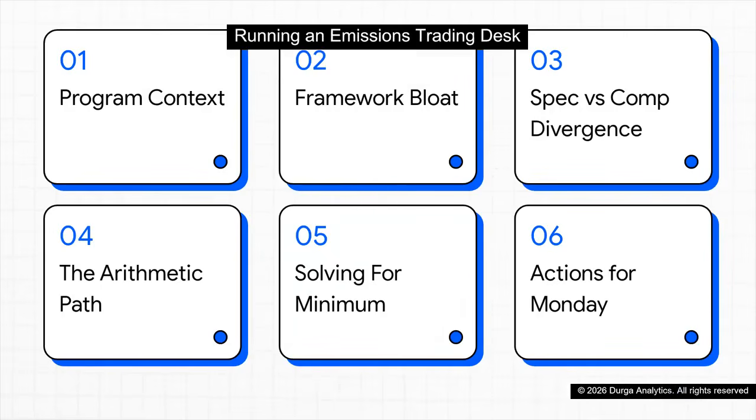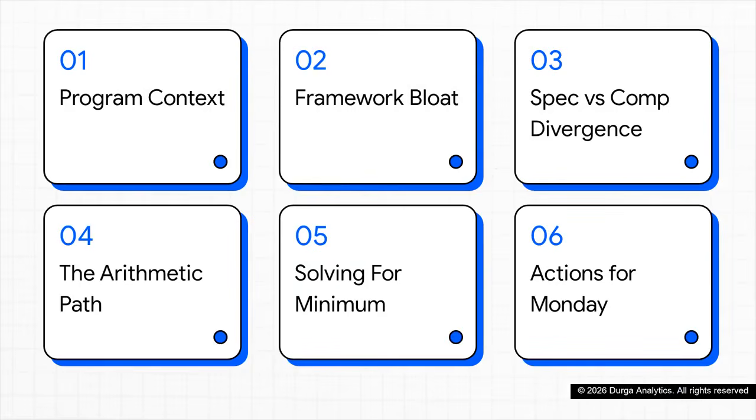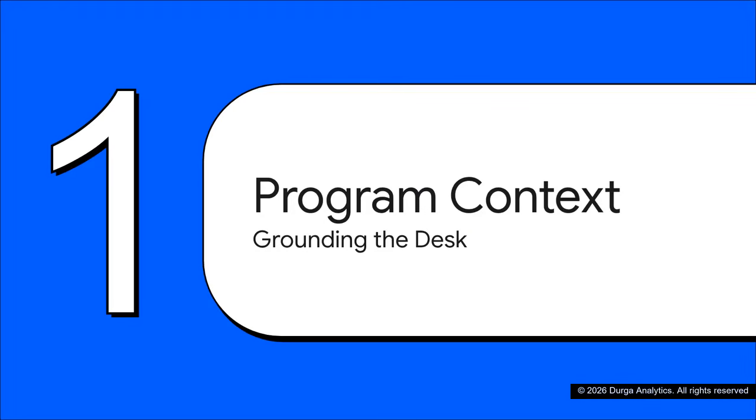We've got a highly focused agenda for this explainer. First, we'll run through the master program context, then tackle the control framework bloat, and dig into compliance versus speculative divergence. After that, we're going to uncover the invisible arithmetic path, solve for the minimum, and finally, give you concrete desk actions for Monday. All right, let's jump right into Section 1.